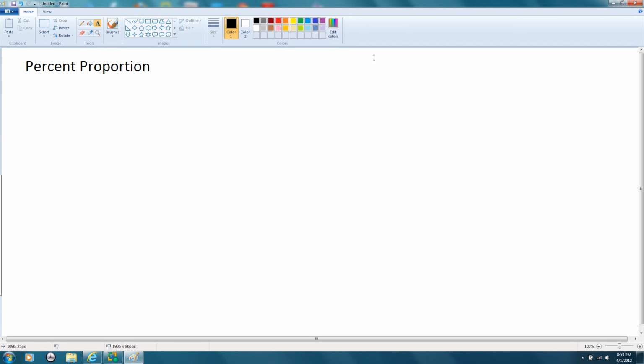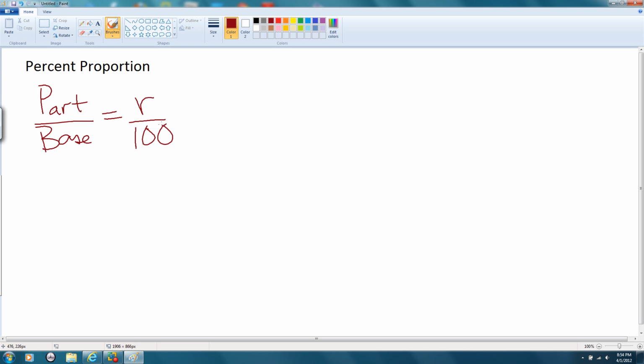Hi, this is a video in pre-algebra on the percent proportion. I'm going to jump right into this and then you'll get an idea of what we mean by percent proportion. This proportion you need to remember is this: part over base is equal to little r over 100.